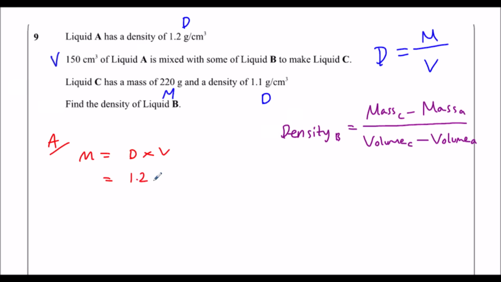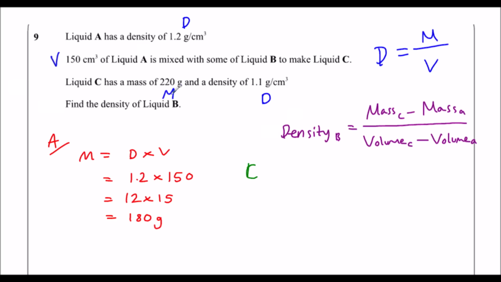So 1.2 times 150. If you divide 150 by 10 and times 1.2 by 10, we can change this into 12 times 15. Or we could think of this as adding 20% on to 150. Either way, 10 15s are 150, plus 2 15s, that's 180. So 180 grams.